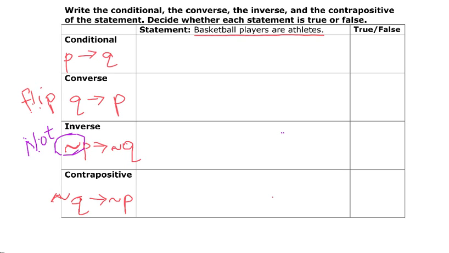So for our statements up here, for the conditional statement, if we have basketball players are athletes, we just need to make it so it's an if-then statement. So if you play basketball, then you are an athlete.